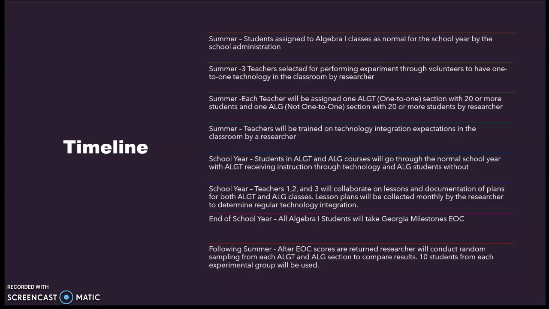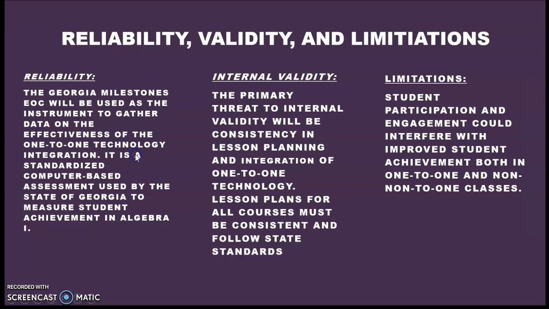Teachers 1, 2, and 3 would collaborate on lessons, documentation, and plans for both ALGT and ALG classes, and at the end of the school year, all students will take the Georgia Milestones EOC. The following summer, a simple random selection of each class's EOC scores will be taken out for data comparison. The reliability of the Georgia Milestones EOC is a big part of the reliability of this study.